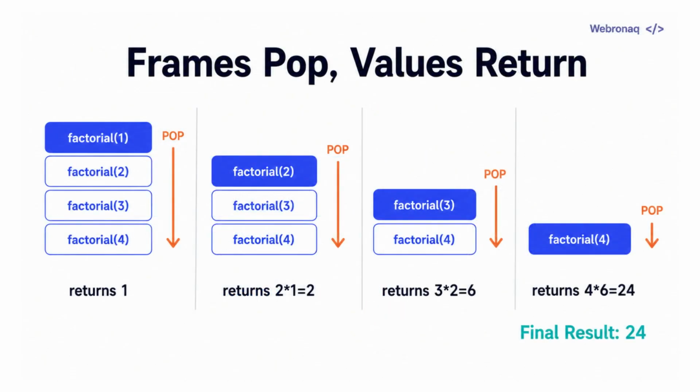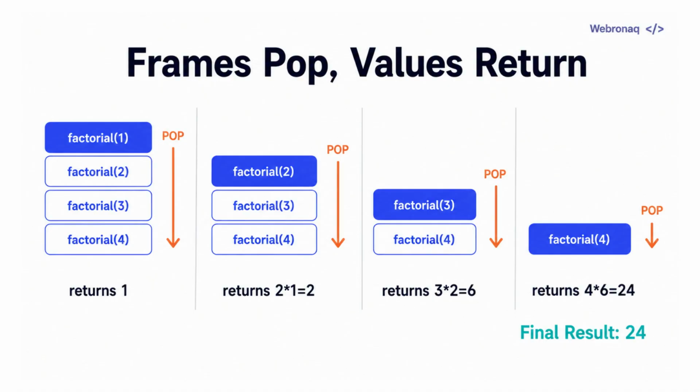Here is where it all comes together. Factorial of 1 hits the base case. N is equal to 1, so it returns 1 immediately. Its frame is popped off the stack. Now the top frame is factorial of 2. It was waiting for that return value, so it computes 2 times 1, which equals 2, and returns that. Its frame pops. Factorial of 3 resumes.